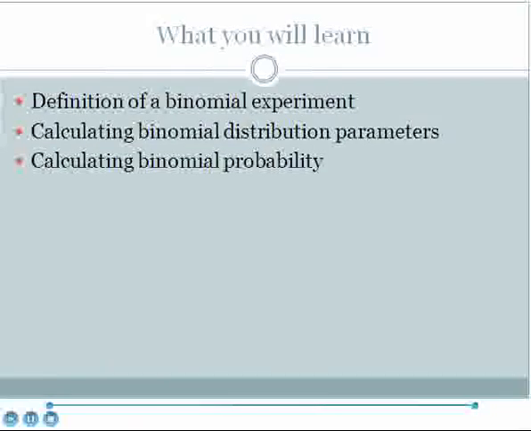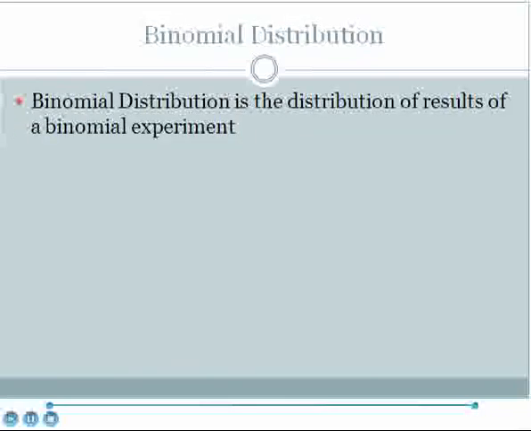Welcome to this elementary statistics lesson on the binomial distribution. In this lesson, you will learn the definition of a binomial experiment, how to calculate binomial distribution parameters, and how to calculate binomial probability. A binomial distribution is the distribution of results of a binomial experiment.